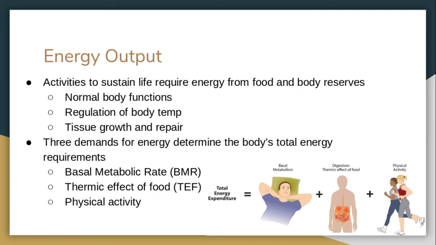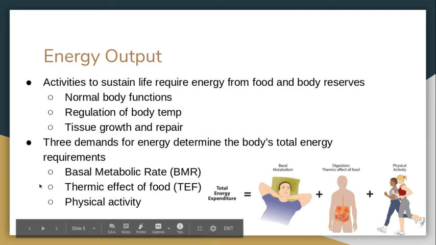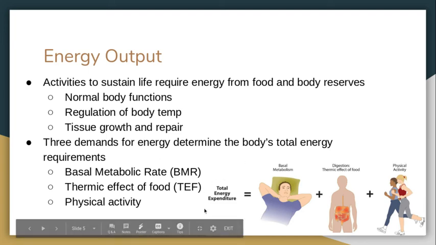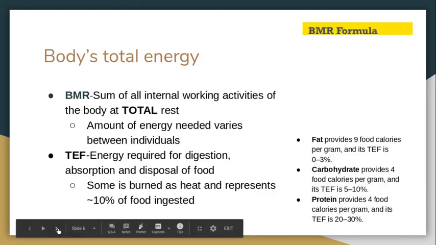The next one is the thermic effect of food. So when you eat your food and you start digesting it, you're going to have heat being produced. And your body needs energy to break down some of those food sources. And it's also going to release energy as it breaks down those food sources. And then the last one is your physical activity. So right here, TEE, or total energy expenditure, makes up your basal metabolic rate, the thermic effect of food, and then the physical activity that you do.